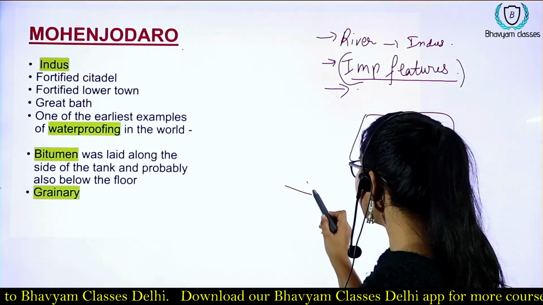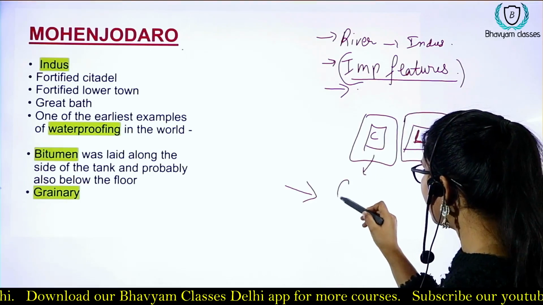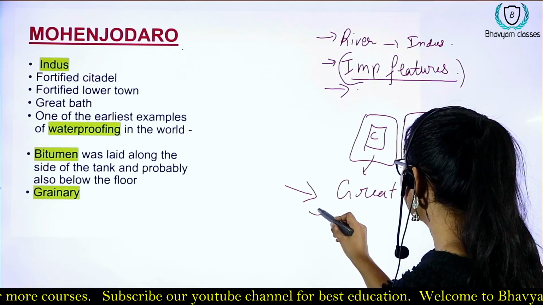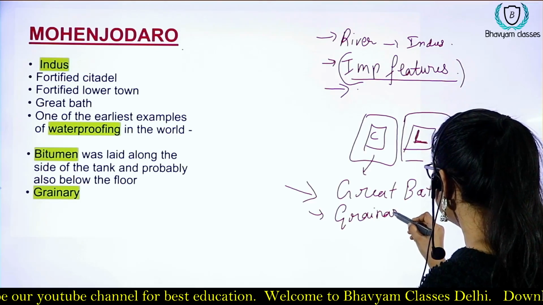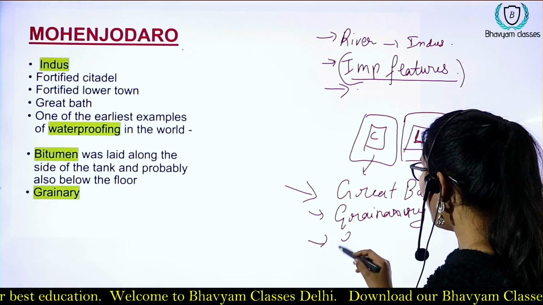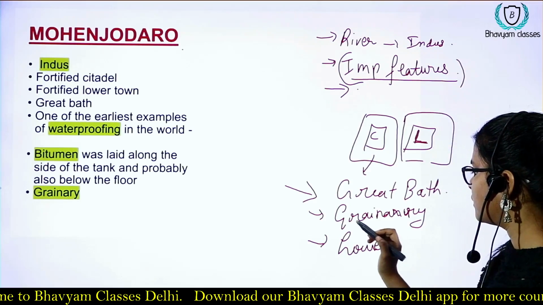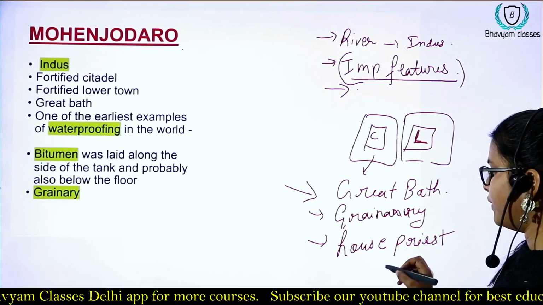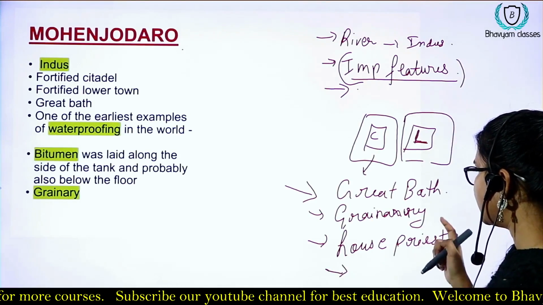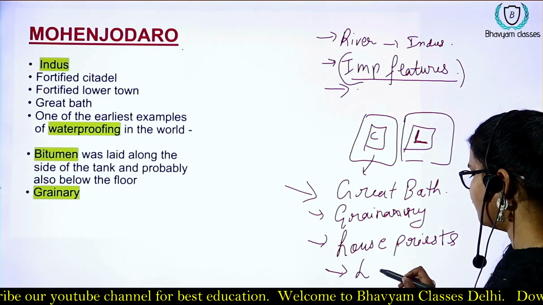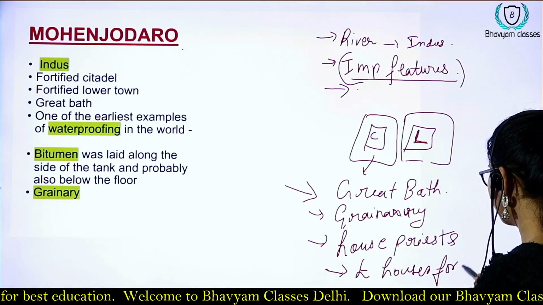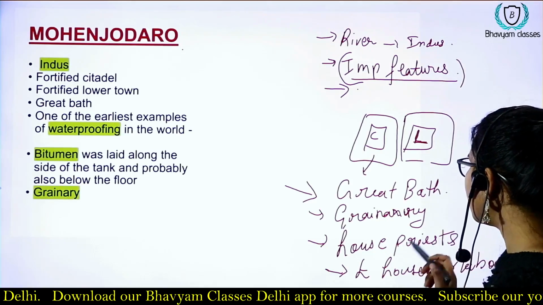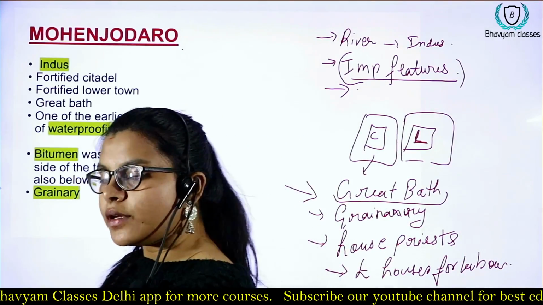Fine. Now, important thing. In the citadel, we find the great bath. We find granary. Fine. We find house of priest. And then we also find granary, great bath, house of priest, houses for the laborers. For laborers or labor houses. Fine. So in the citadel we find these things.